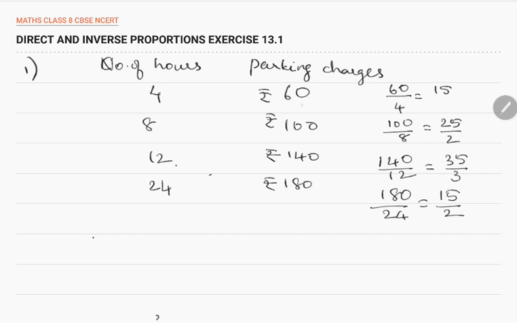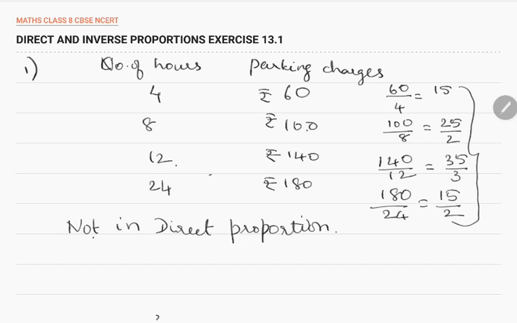Now when we see these four values, these four values are different. If they have the same values, then we will say it is in direct proportion. Now these, when we see the values, they are not in direct proportion, because the values are all different.